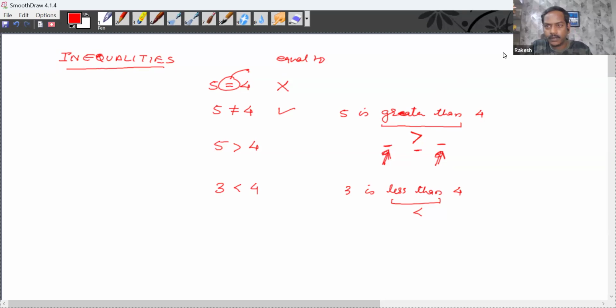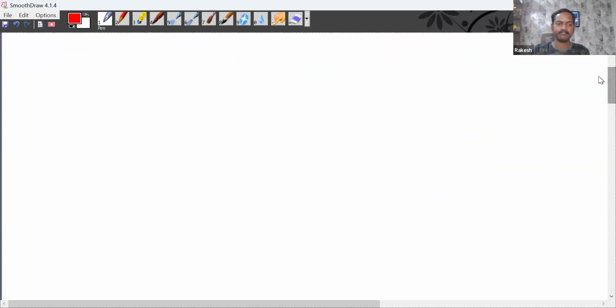Okay. Now, since we are more interested in algebraic inequality, we can take one example to understand whether there is any real life utility of inequality or not, right? So, for example, I have 200 rupees in my pocket. I went to the market and I want to buy some number of pens. All the pens will be alike, and each pen's price will also be the same.